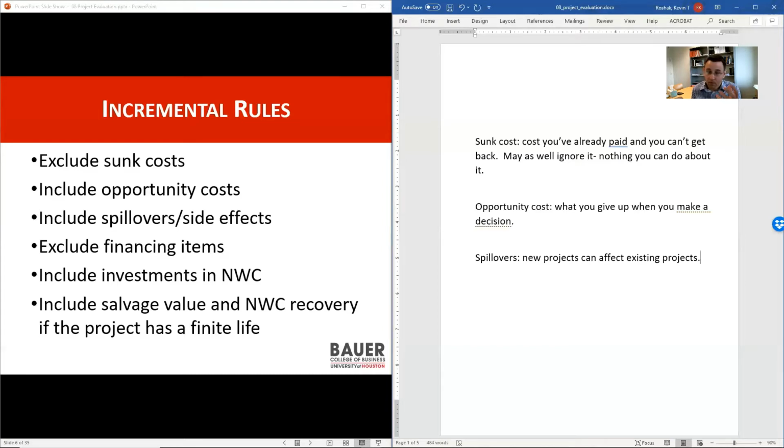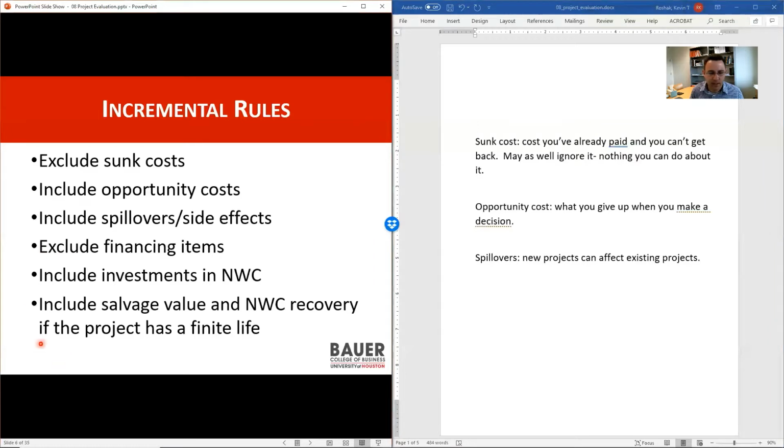It could be that when I try to promote one product that I have, that eats into the sales from other products, because if everyone's attention is on product A, then they're not focusing on product B. And so I don't want to pretend that all of the cash flows going to project A are new, because if some of those sales are coming from project B, then that's something very relevant for me to think about. So these are the three new concepts when we are evaluating individual projects that we haven't had to worry about much before when we were evaluating the entire firm.